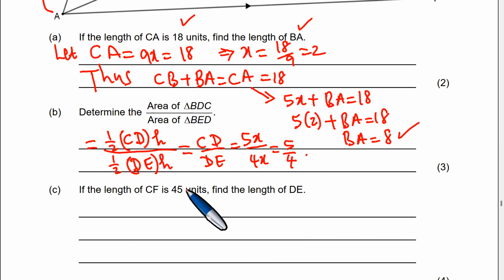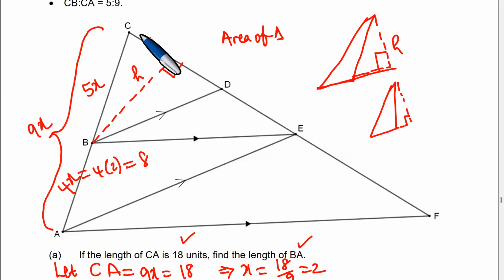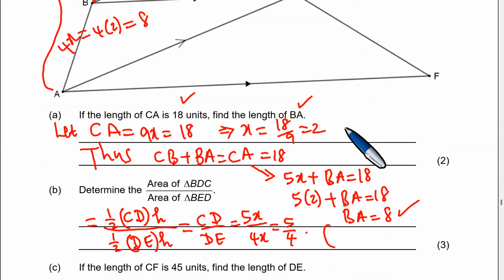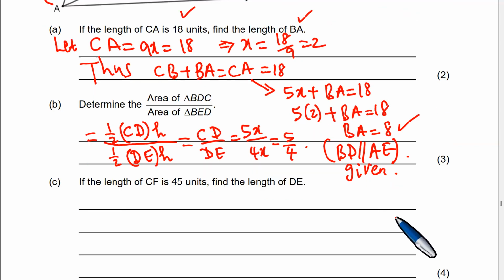Okay, right. And why would this be the case? Why would CD over DE be equal to 5x over 4x? Because BD is parallel to AE. Why is BD parallel to AE? Normally the examiners are not grumpy, but yeah, it's given that way.